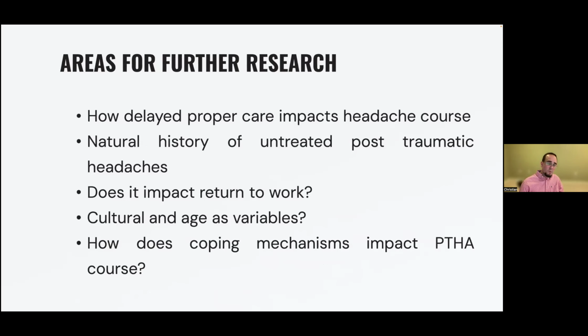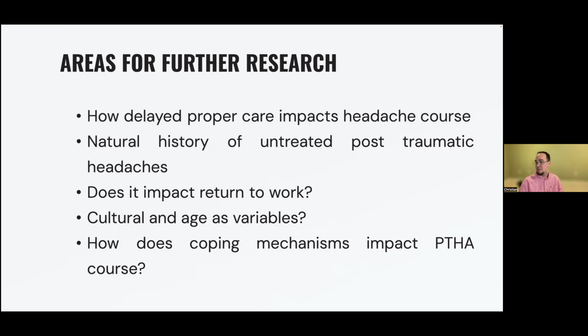Then one of the things that I really like to add into any conference is areas where we could expand our research and figure out if there's any room for improvement in the treatment of this. Right now, we don't know for sure if patients who are treated early, compared to the ones treated weeks later, have a different headache progression. We don't know for sure how the natural history of untreated post-traumatic headaches goes.